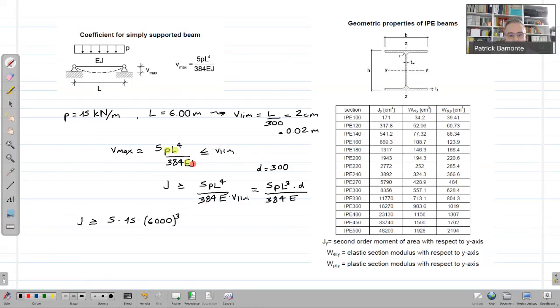And this is L to the power of 3, multiplied by alpha, which in our case is, as specified, 300. Then, under the sign of fraction, we have 384 multiplied by E. Now, E, the text said, is 200 gigapascals. So, E equal to 200 gigapascals.